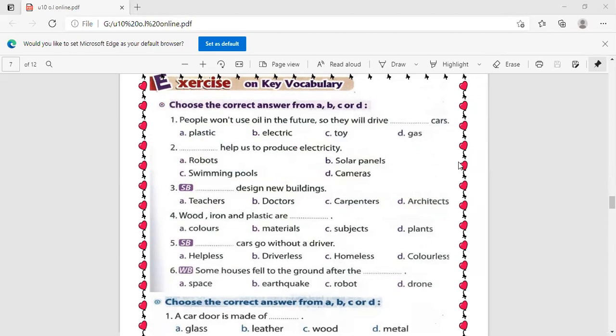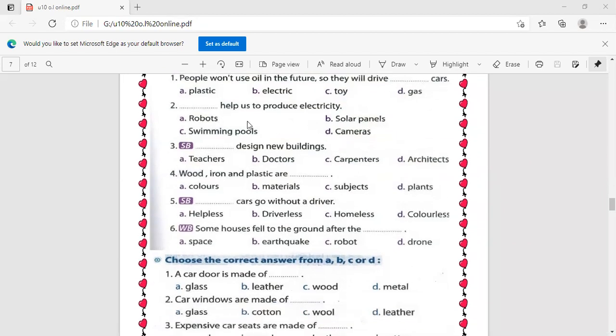Okay, Saifuddin, we have Saif. Good morning, Saif. Please answer number one, Habibi. People want to use oil in the future, so they will drive electric cars. Electric cars, excellent. Okay, they want to use oil in the future, so they will drive electric cars.